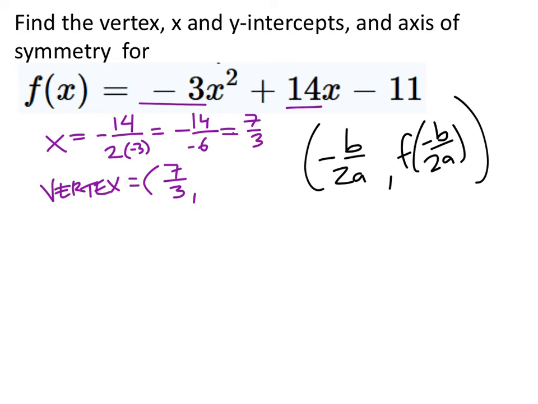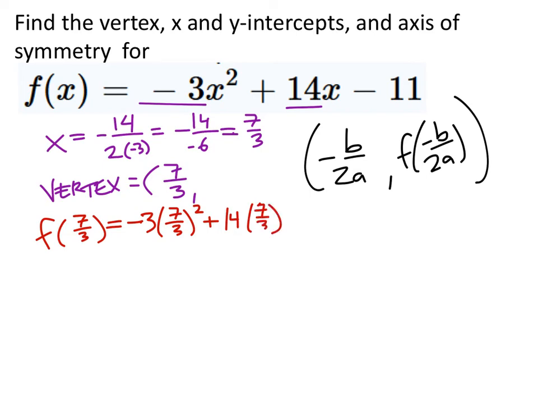So the y value is just f of 7/3, which we will find now, right? F of the x value, 7/3. And again, this is just finding the corresponding y value from the formula, right? So that's -3 times 7/3 squared, because that's the x value squared, plus 14 times 7/3, minus 11.